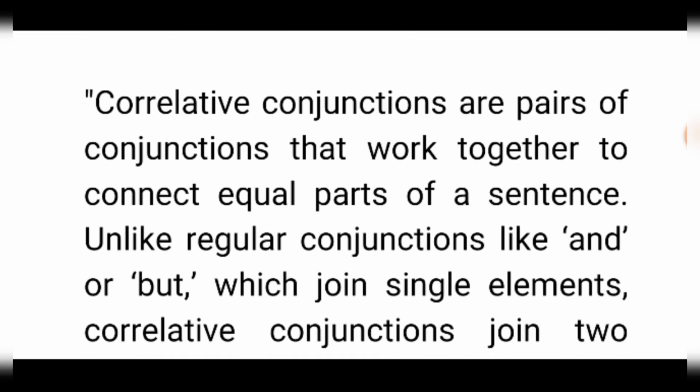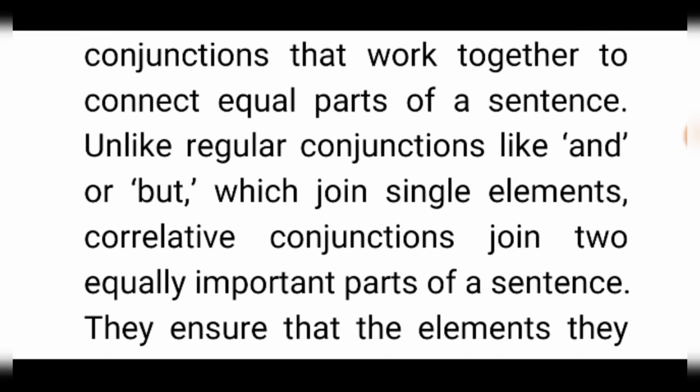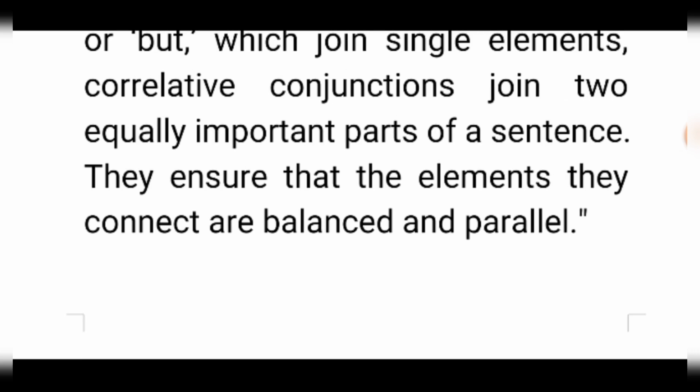Correlative conjunctions are pairs of conjunctions. Now, one thing is clear that correlative conjunctions are in pair. They work together to connect equal parts of a sentence. Another thing is that there are equal parts of sentences when correlative conjunctions are used. Unlike regular conjunctions like and or but or other conjunctions which join single elements, correlative conjunctions join two equally important parts of a sentence. They ensure that the elements they connect are balanced and parallel.